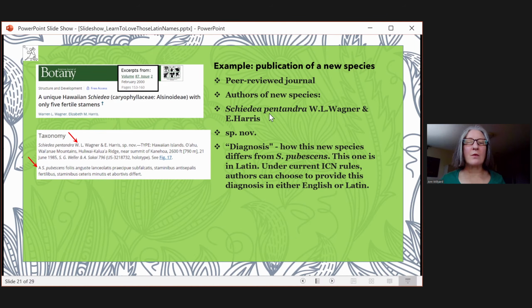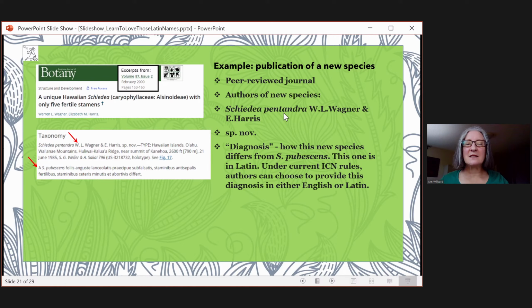But in current day, it has to be a peer-reviewed journal, which just means you write a manuscript, and they send it to anonymous scientists and get feedback. If the editors think, based on that feedback, that you've made a case, this is unique, and that the name you've chosen has followed all of the ICN rules, and they publish it, then that is valid publication. So they named it Schiedea pentandra.